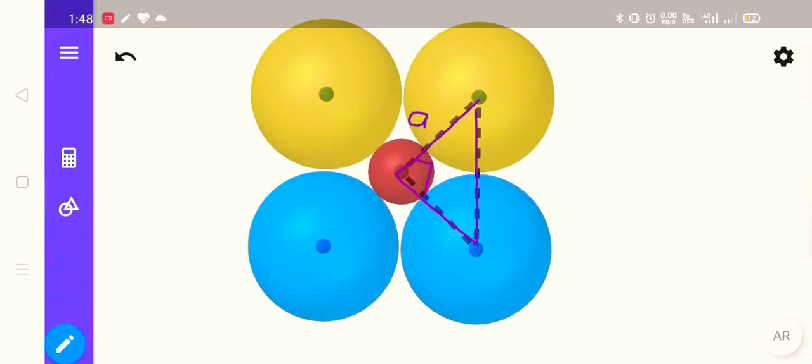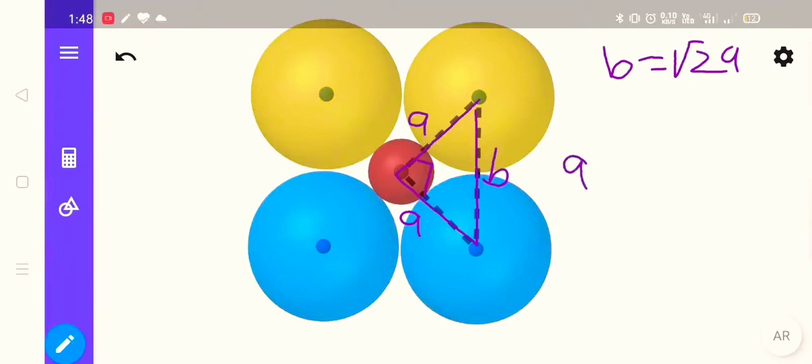So let us call this side A. This side is similar, so let us call it A, and this side will be B. According to Pythagoras rule, B is equal to root 2 A for this given triangle. And now, what is the relationship between A and B and the radii of the given spheres?